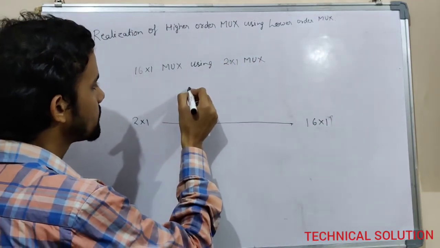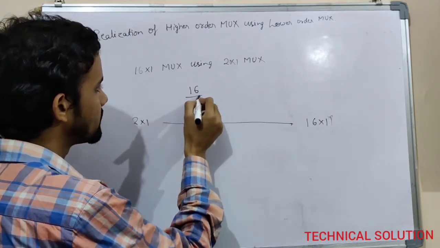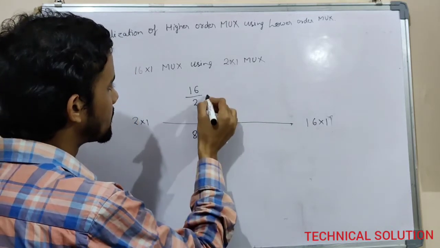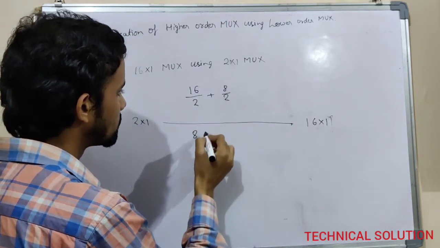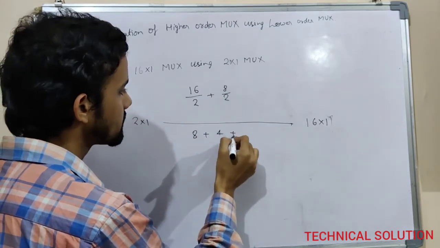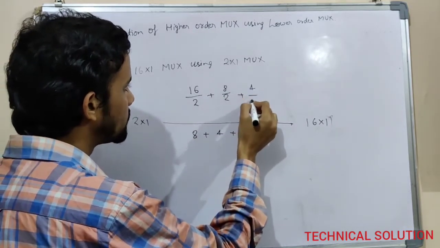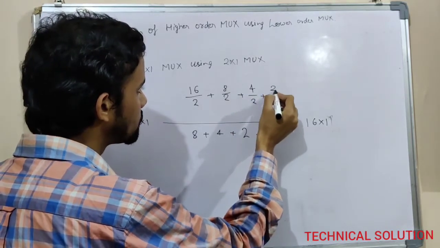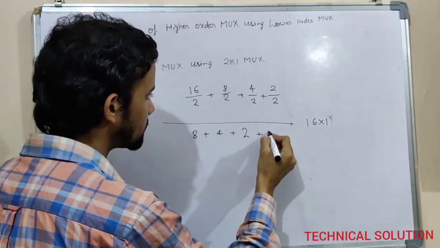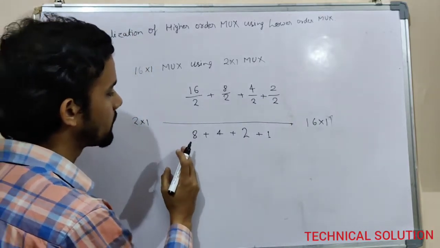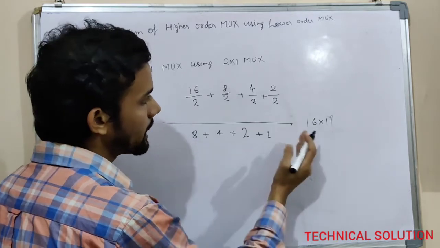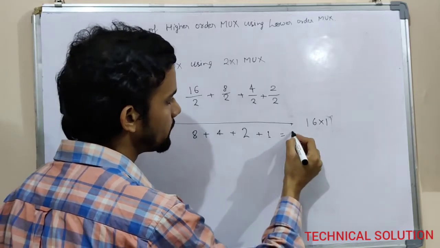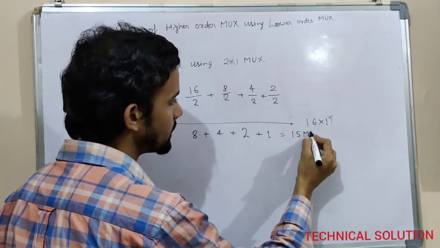In the first step, divide 16 by 2, that is we need 8 multiplexers. Again this 8 is divided by 2, we need 4 multiplexers in the next stage. Again divide 4 by 2, we need 2 multiplexers. Again divide 2 by 2, we need 1 multiplexer. So the total number of 2x1 multiplexers required to design a 16x1 multiplexer is 8 plus 4 is 12, plus 2 is 14, plus 1 is 15. 15 mux is required.